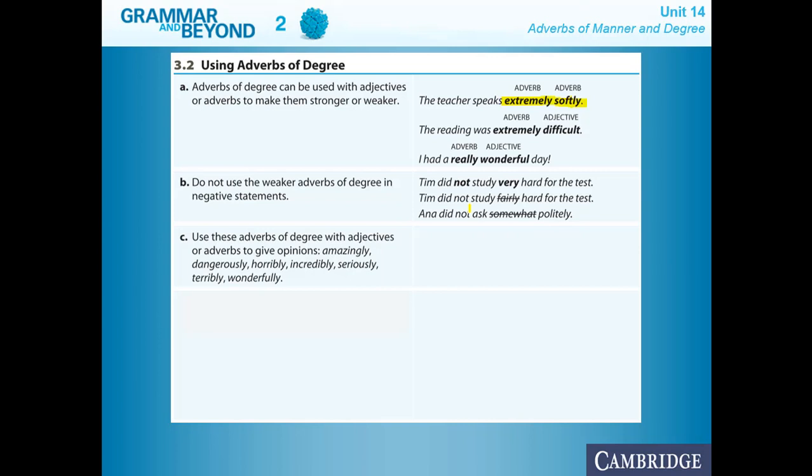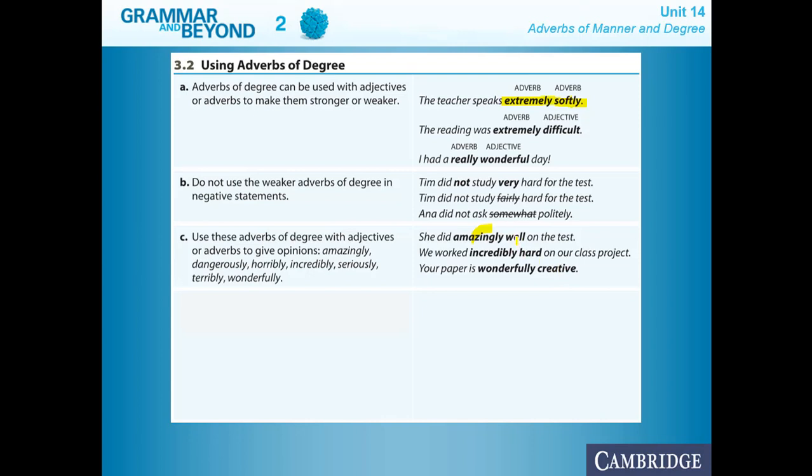Use the adverbs of degree with adjectives or adverbs to give opinion. For example, amazingly, dangerously, horribly, incredibly, seriously, terribly, wonderfully. She did amazingly well on the test. This is an adverb as well, and we are making it stronger with this one. We worked incredibly hard on our class project. Your paper is wonderfully creative. So we are giving opinions, right?